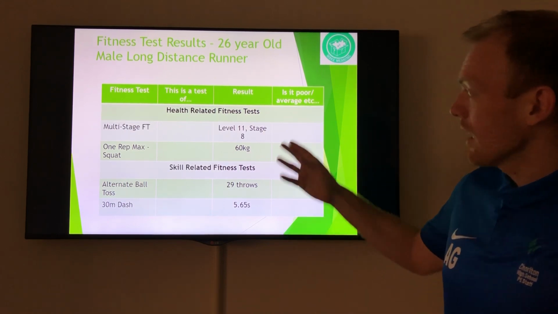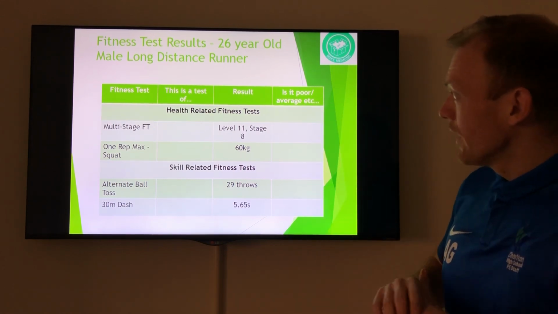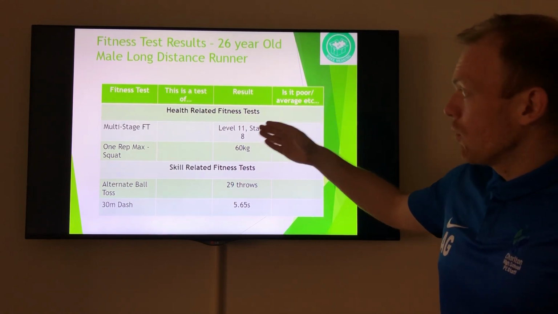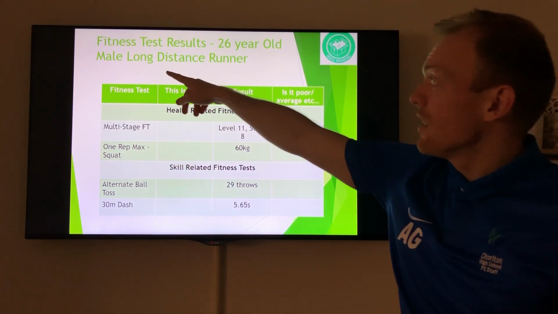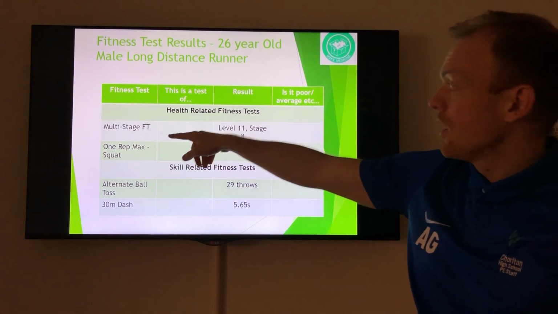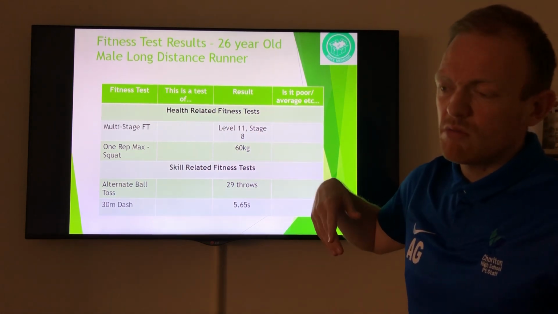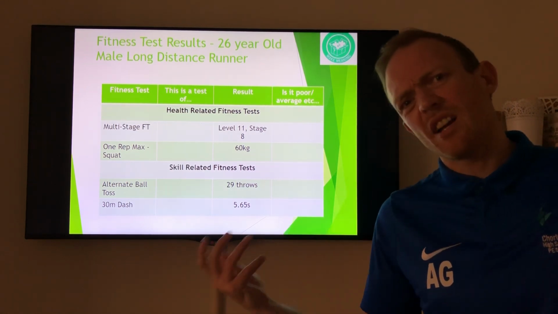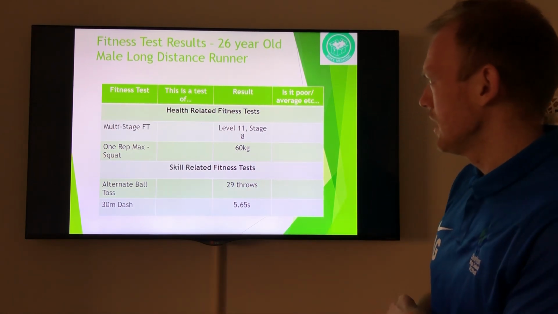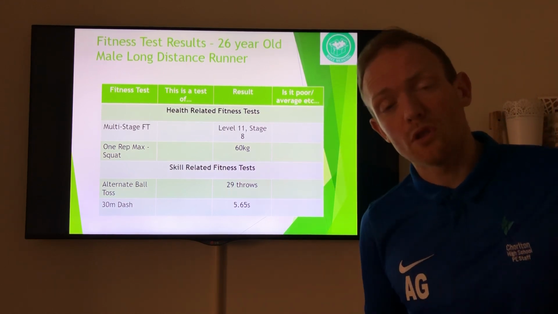Okay, and then what I'd like you to do, I'm not going to do this one for you, is in the final column, you're going to write how this relates to the normative data. So in the multi-stage fitness test, this male long distance runner got level 11, stage 8. Okay, so quite high, but we're not sure if that's average, above average, excellent, or what.